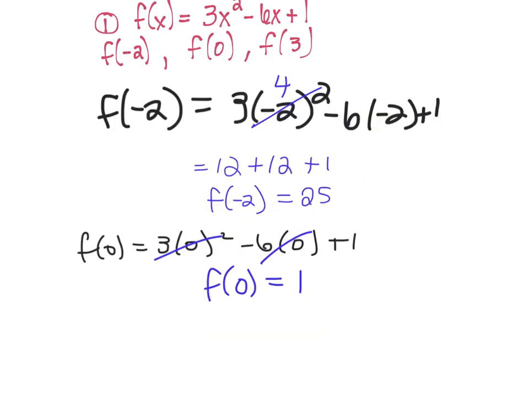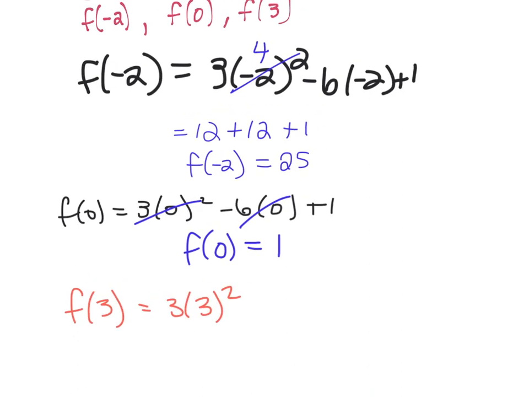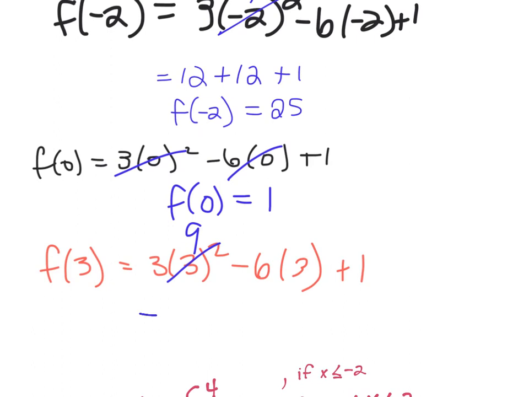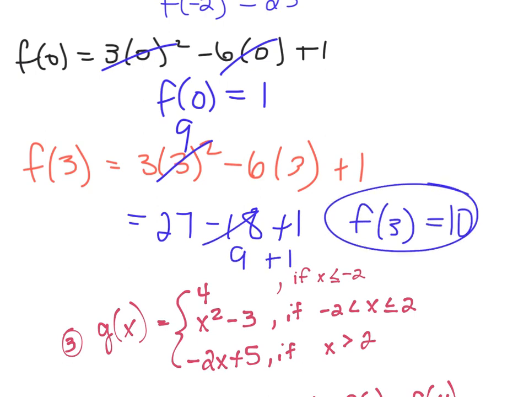The last number I'm going to plug in is 3. So again, same thing. F of 3. 3 times 3 squared minus 6 times 3 plus 1. So 3 squared is 9, and 9 times 3 is? 27. Okay, so 27 minus what? 18. Perfect, plus 1. We read left to right, so we work left to right. What is 27 minus 18? 9. And 9 plus 1 is? 10. So f of 3: when I plug in 3, I get out 10. Questions? We okay?